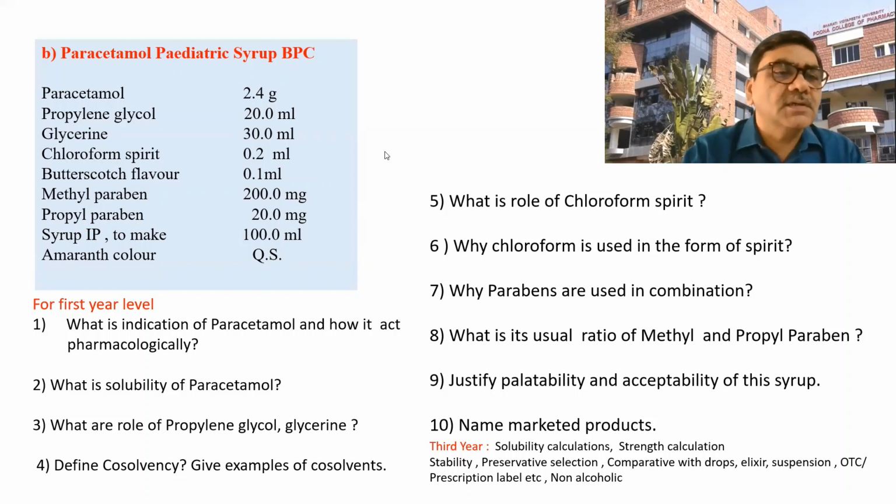So first thing, what is the indication of paracetamol and how does it act pharmacologically? What is the indication? Why is it used? As I told, it is an antipyretic and analgesic. How does it act pharmacologically? Whether it acts centrally, means in the brain centers, or on prostaglandins. So there are many mechanisms.